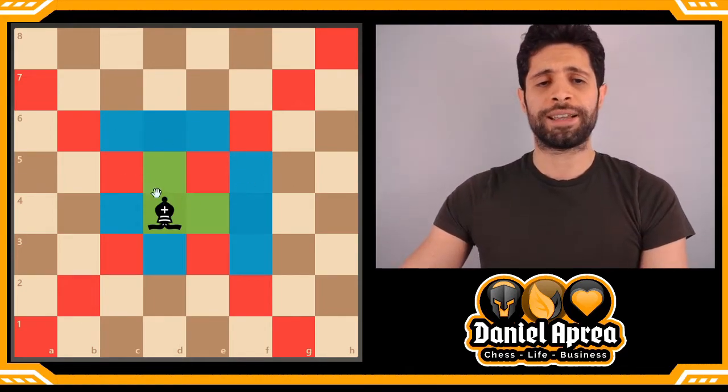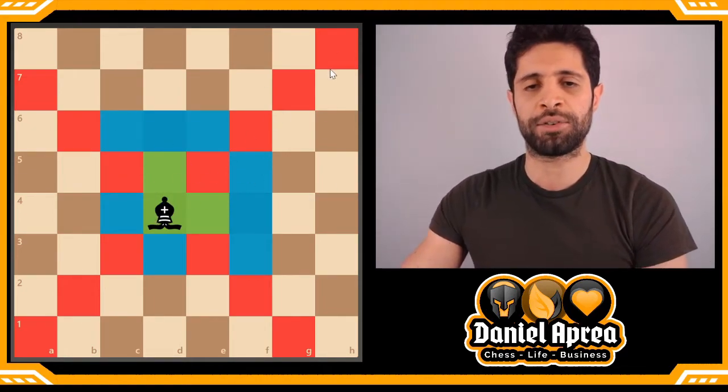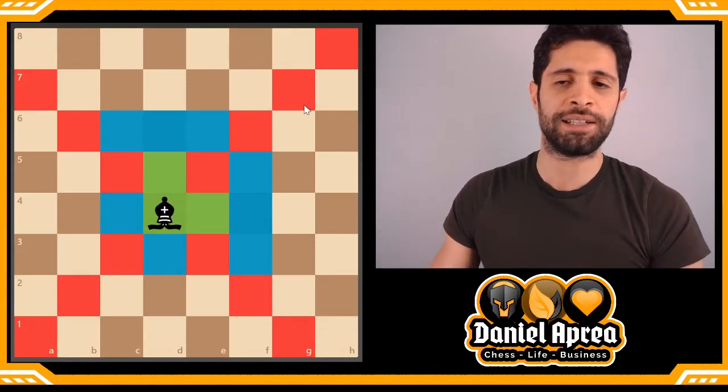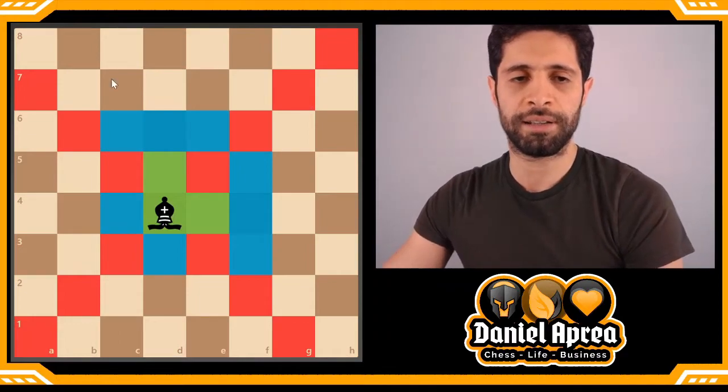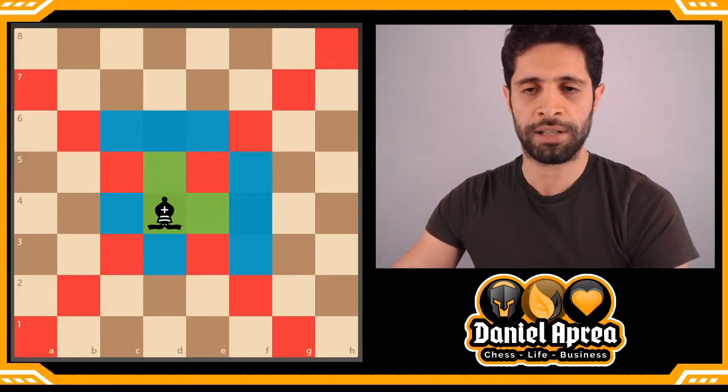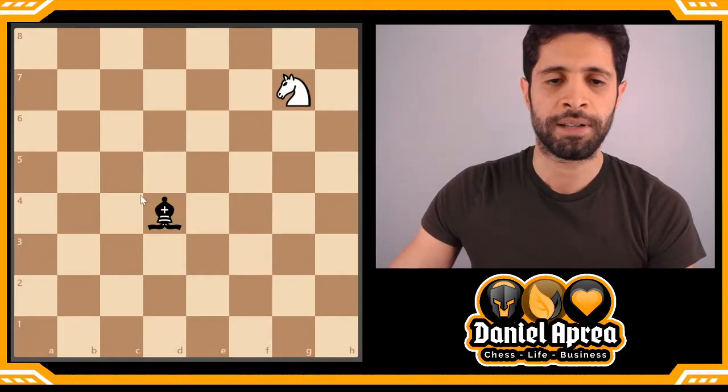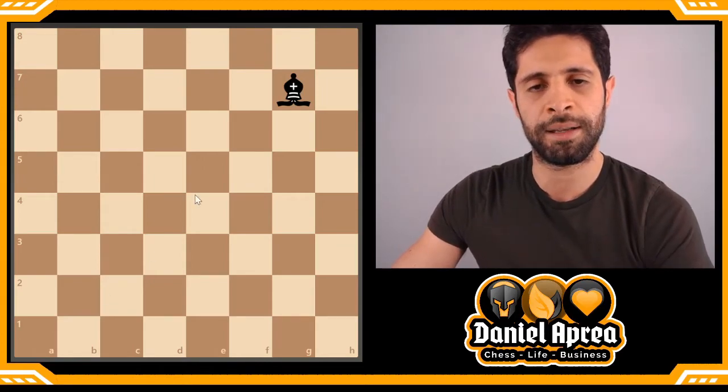So the way the capture works is that if you just land on a square where there's an enemy piece, then you'll just capture that piece. That's the way that the capture works in chess. So for example, if there was a knight here, I could play this and just capture the knight.